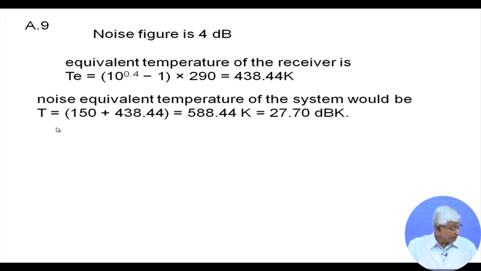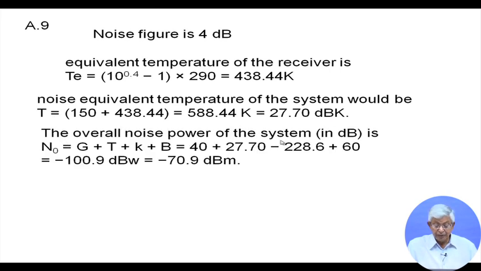Now, the corresponding noise power. The overall noise power of the system, in terms of dB, is G, that is gain, T what we have got, Boltzmann constant K, and the bandwidth B. Gain is 40 dB given, T we have calculated 27.7, K is minus 228.6, and bandwidth is 1 megahertz, which corresponds to 60 dB hertz. So, it comes out to be minus 100.9 dBW, convert into dBm, it comes out to be minus 70.9 dBm.